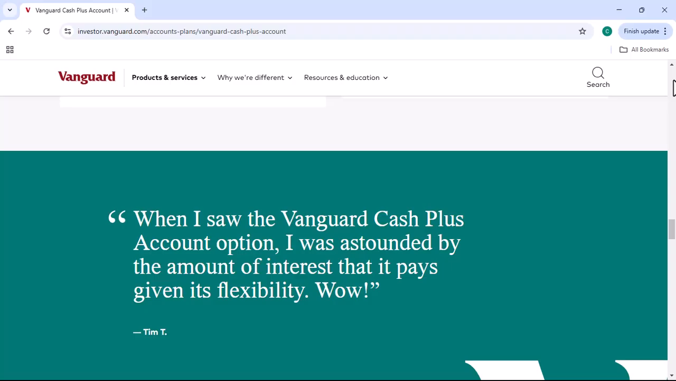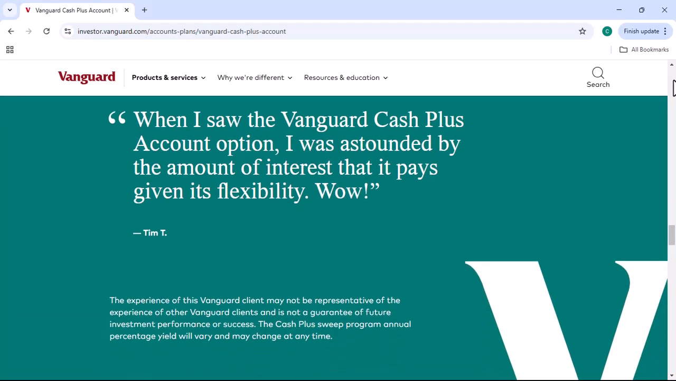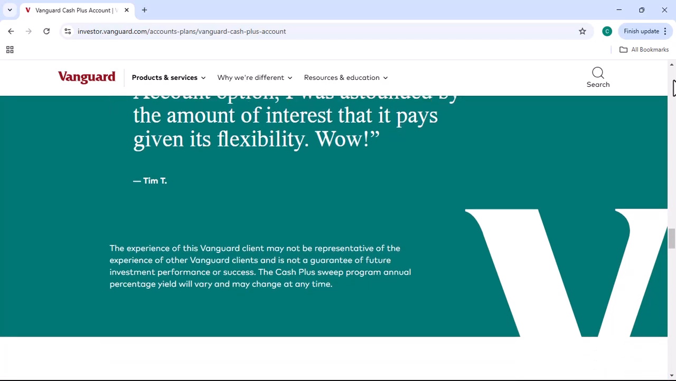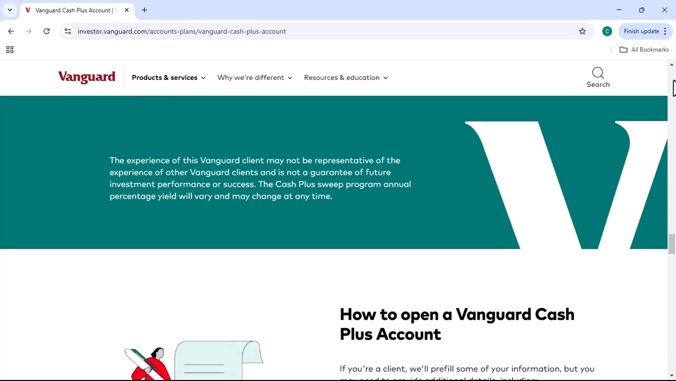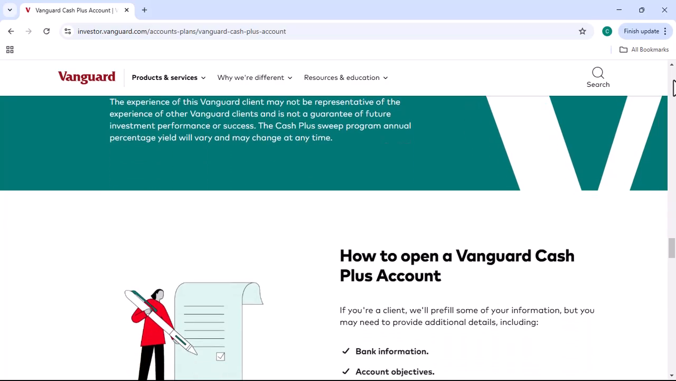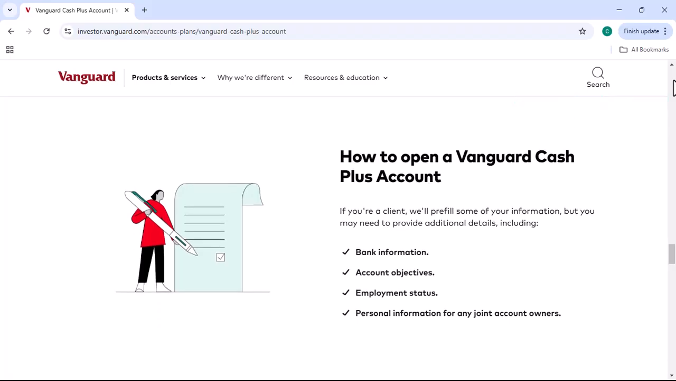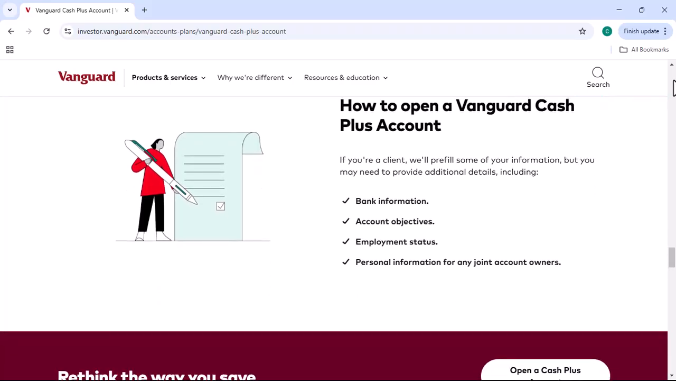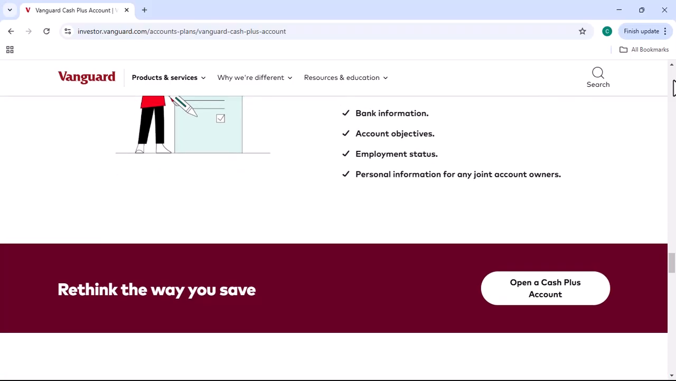The specific money market funds that make up Vanguard Cash Plus can vary, and this is an important point to keep in mind. Vanguard uses a tiered system based on your account balance. Generally, lower balances are swept into the Vanguard Federal Money Market Fund, while higher balances might be swept into other government or treasury money market funds that could potentially offer slightly higher yields.